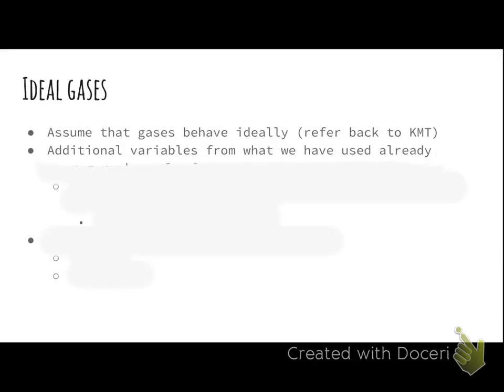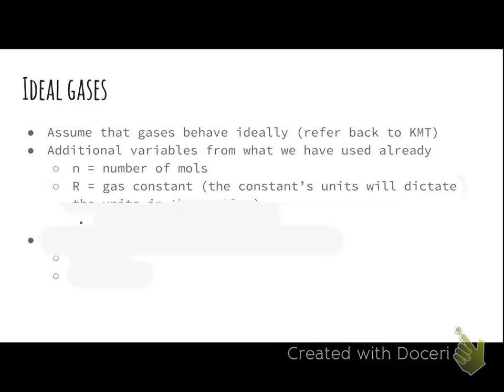So now we're going to have additional variables from what we have used already. The first one is a lowercase n, and that stands for the number of moles of whatever gas it is we are looking at. And then the second one is R, and this is going to be a gas constant. So similar to the constant that you have seen with things like specific heat, except this constant is going to stay the same, as opposed to with the specific heat it changed for every substance. However, the units of the constant will dictate the units in the problem. So you'll see what I mean.